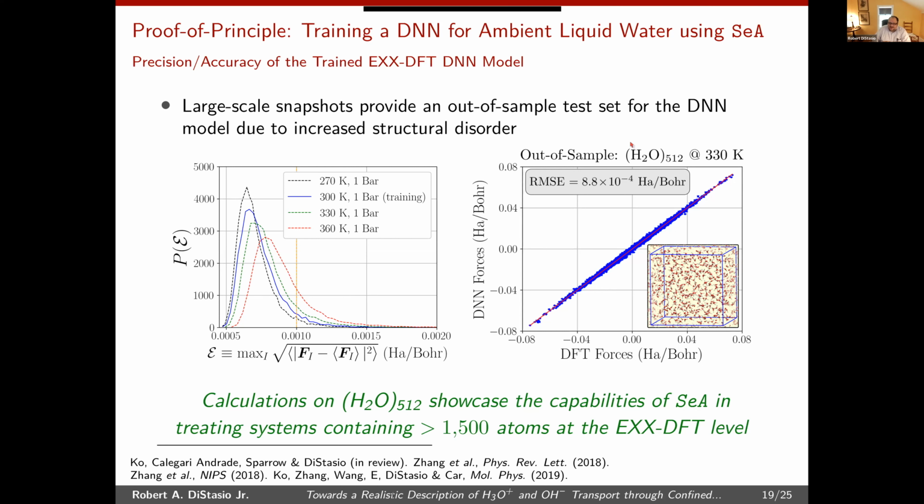So again, these calculations show, right? We're doing it on Water 512, by the way, which is of course not even possible with the PW implementation right now, and we can do that fairly straightforwardly, right? And again, at the hybrid level.